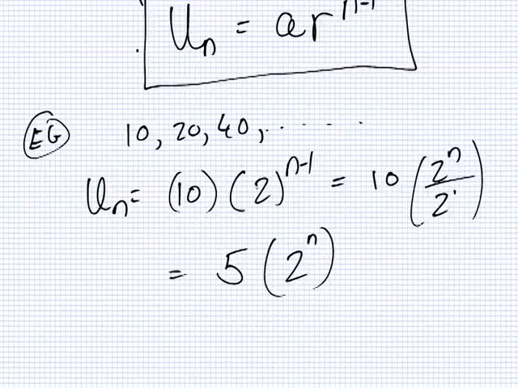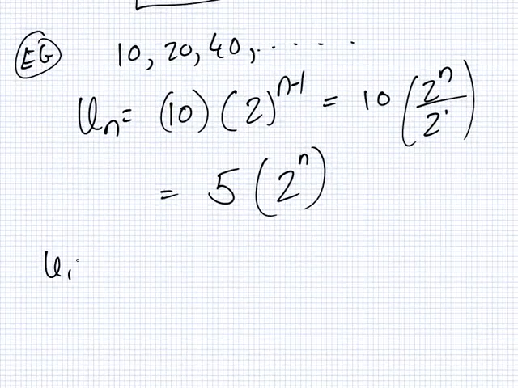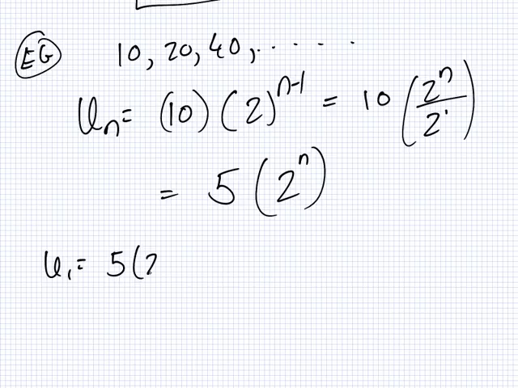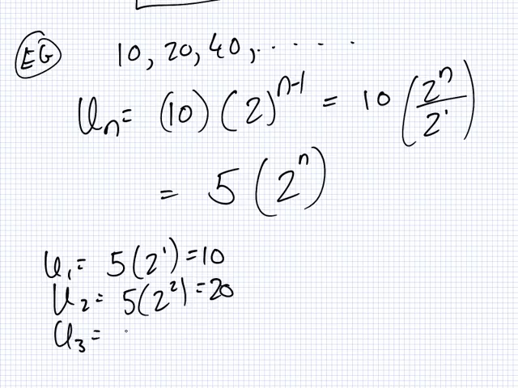Let's check some of them. u1 will be 5 times 2 power 1, which is 10. u2 will be 5 times 2 squared, which is 20. u3 will be 5 times 2 cubed, which is 40. So it does work here. Okay, write this one down and then we'll do another example.